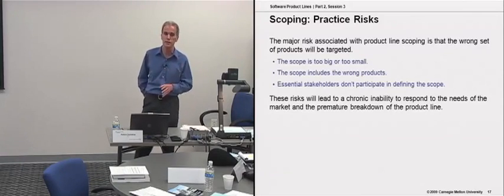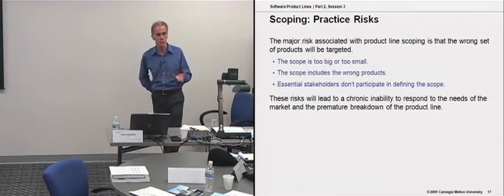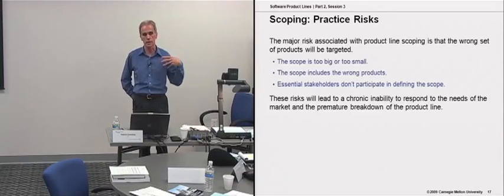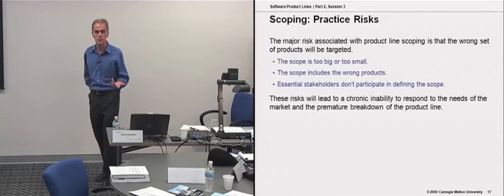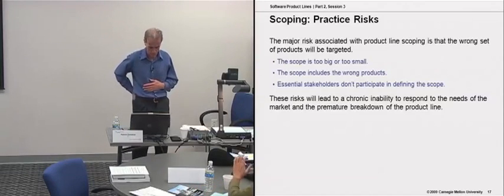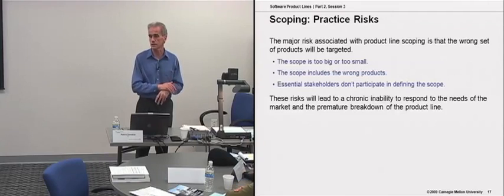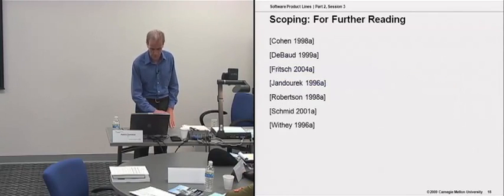So there are all these connections across the practice areas in the framework. For pedagogical purposes, we break them out as separate practice areas. But as you actually ramp up to be a product line organization, you will find yourselves enacting several of these in parallel. And then the other big one is that you don't have essential stakeholders playing a role in the decision. So the scope is accidentally determined by the developers, for example, without any connection to business or marketing.